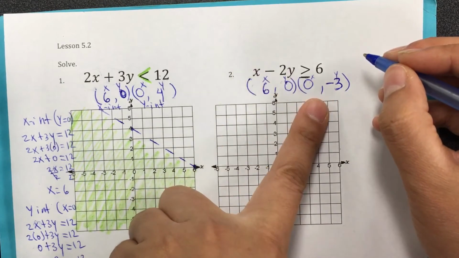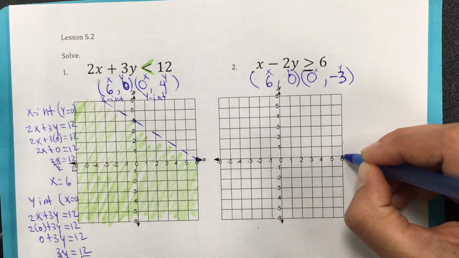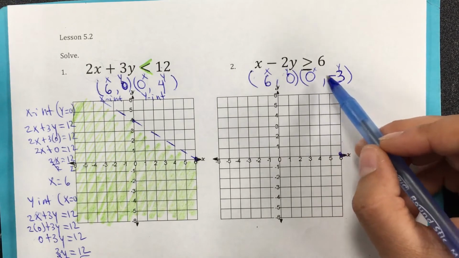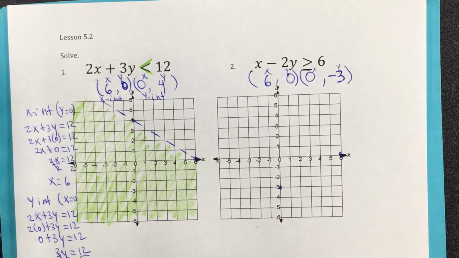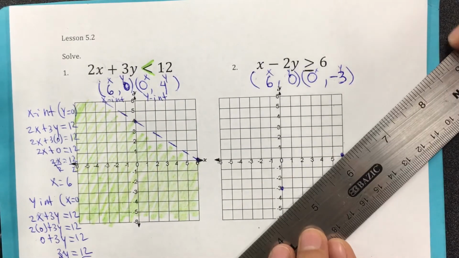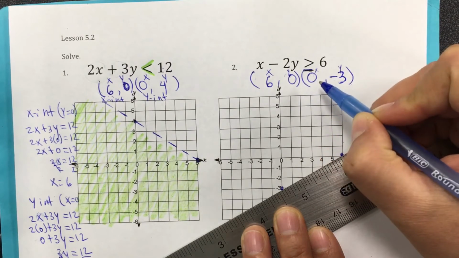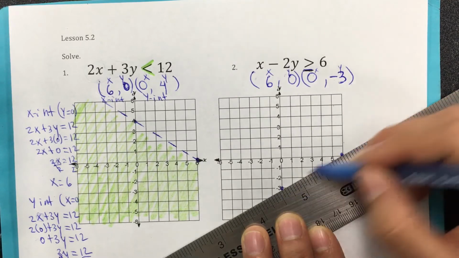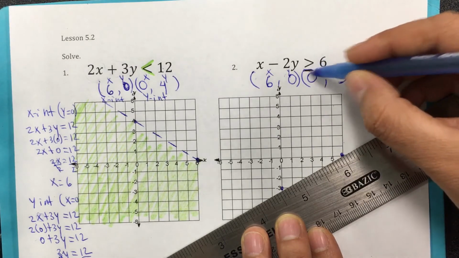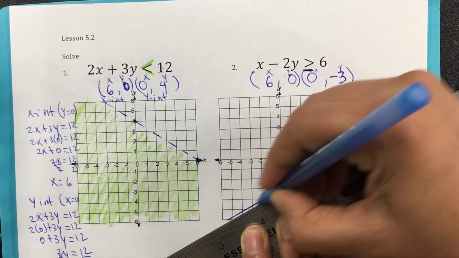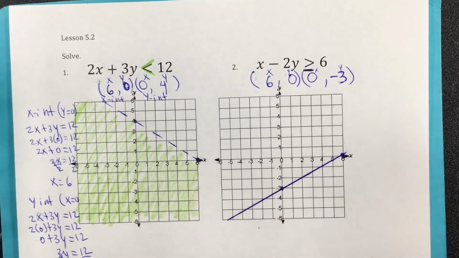Now I have the 2 points. And so the first one is 6, 0. 6, 0 is right here. The y-intercept is 0, negative 3. 0, negative 3 is right here. I connect my 2 points. And I notice that it has a little pencil underneath. It has the equal sign. That means it also includes the points on the line. And so it's going to be solid. Si tengo lapicito, entonces puedo tener una línea sólida. Okay, I have a solid line.